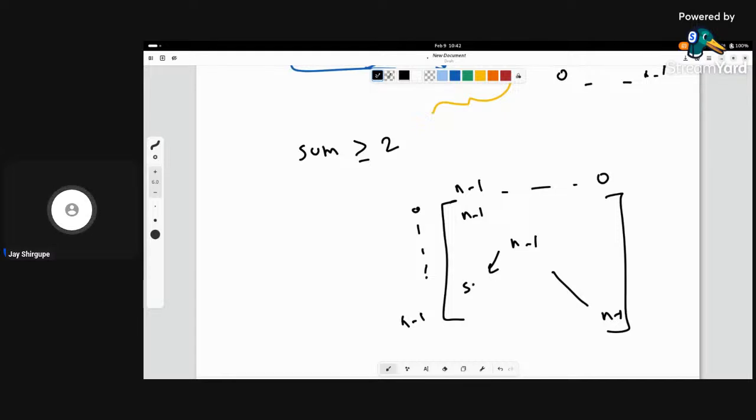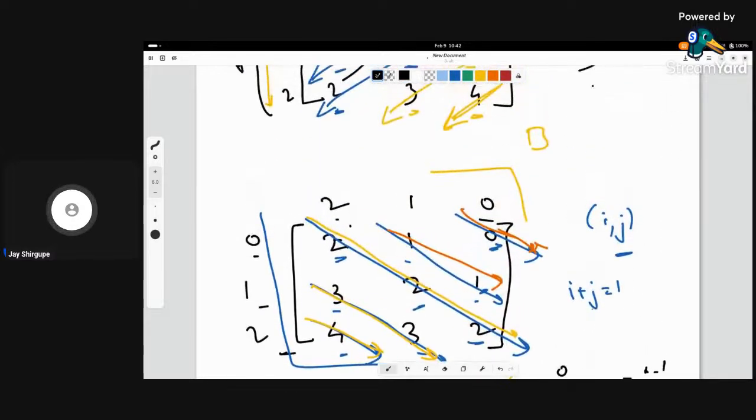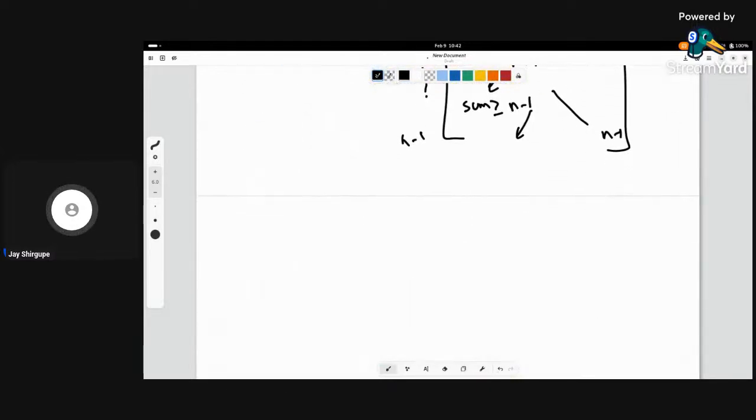Like any sum over here, for any diagonal to the bottom left of this diagonal, the sum would be greater than or equal to n minus 1. And for any diagonal that is to the top right of this, the sum would be less than n minus 1. So what we can basically reason is if the diagonal sum is greater than or equal to n minus 1, then you are getting a bottom left diagonal.